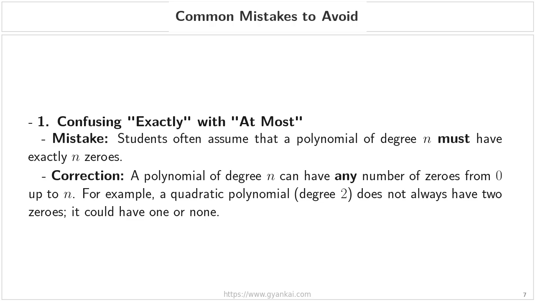Similarly, the correction here is to remember that a polynomial of degree n can have any number of zeros, ranging from 0 all the way up to n, for instance. Think back to the quadratic polynomials we studied in earlier lessons. A degree 2 polynomial doesn't always have 2 zeros. It could have just 1, or even none at all.